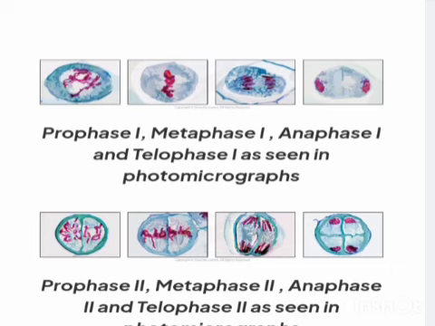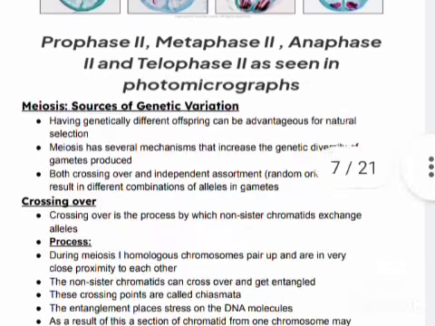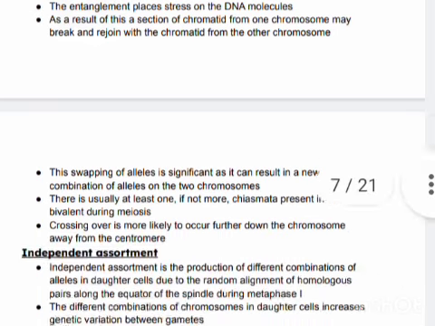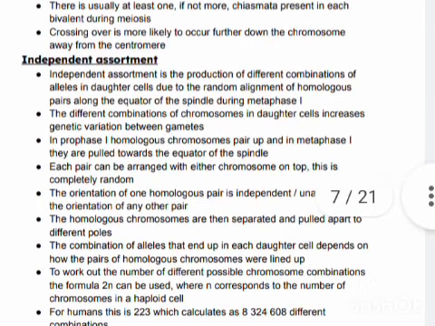The entanglement places stress on the DNA molecules. As a result, a section of chromatid from one chromosome may break and rejoin with the chromatid from the other chromosome. This swapping of alleles is significant as it can result in a new combination of alleles on the two chromosomes. There is usually at least one, if not more, chiasmata present in each bivalent, which is your pair of homologous chromosomes. Crossing over is more likely to occur further down the chromosome, away from the centromere. This is just a point that you need to remember.